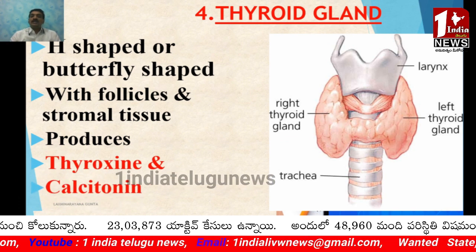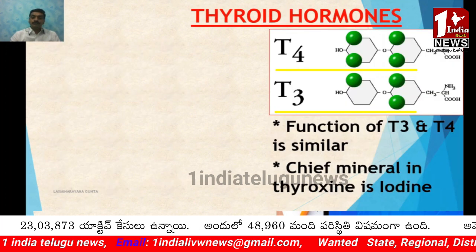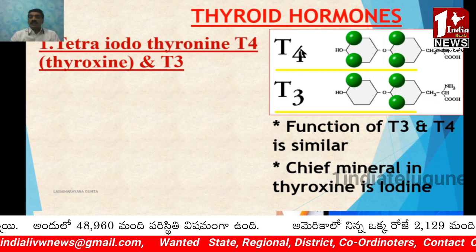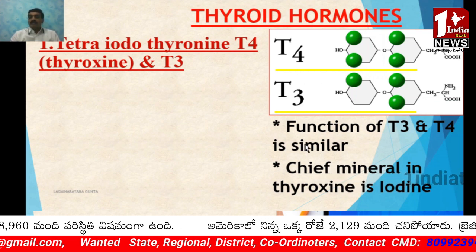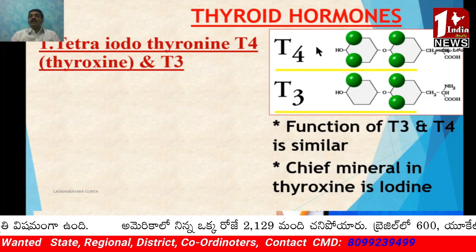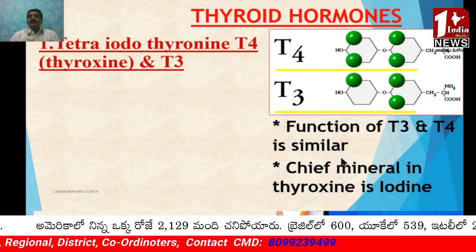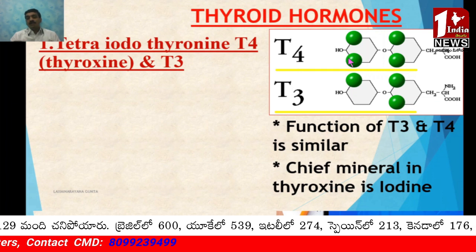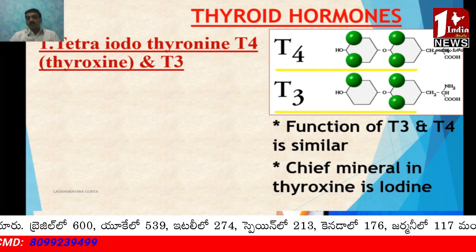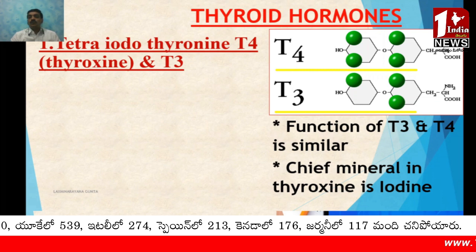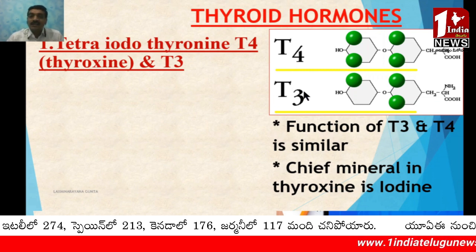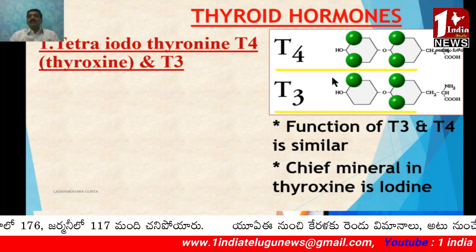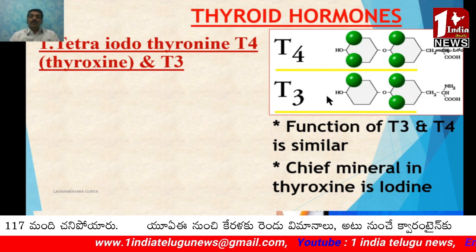They are thyroxine and calcitonin. And here the thyroid hormones T3 and T4. The chief mineral in thyroxine is iodine. Based on the number of iodine molecules, the thyroxine is T4 and T3. T4 means tetraiodothyronine, and T3 means triiodothyronine.